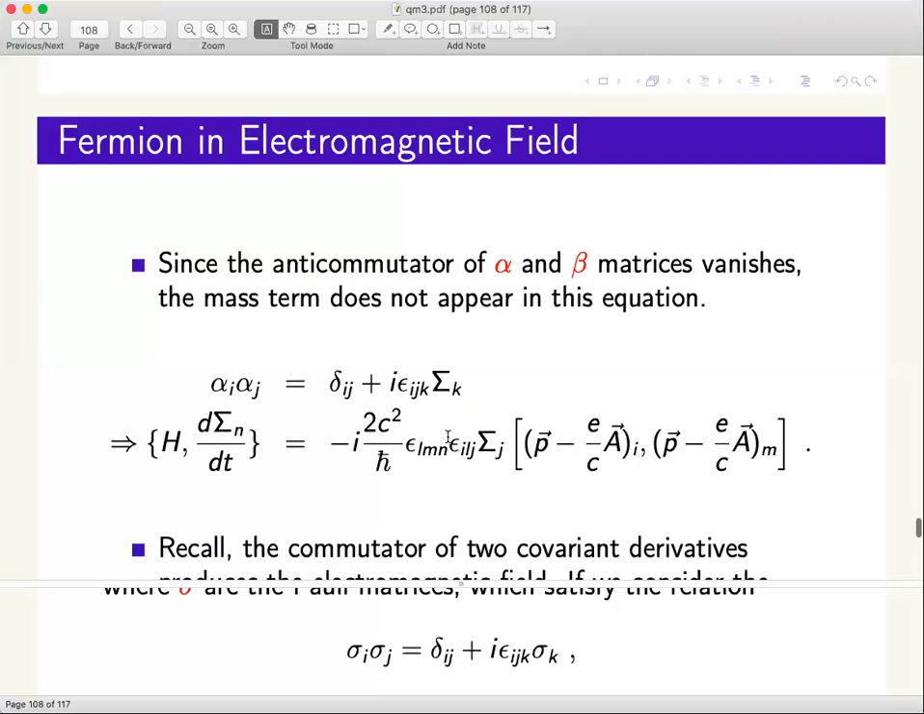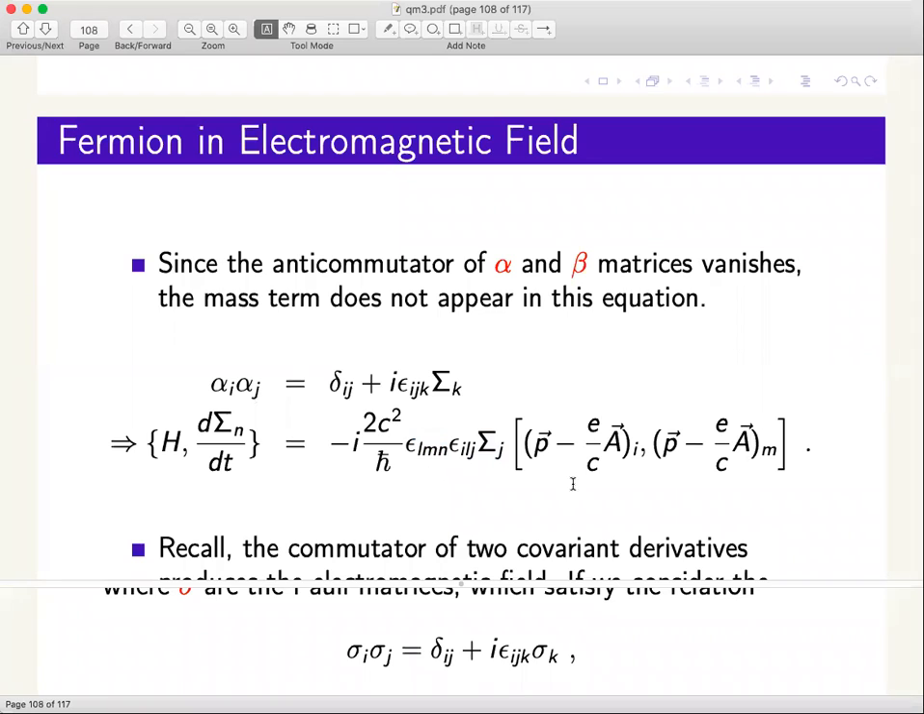Okay, so this part is coming from the product of alpha matrices, and this part is coming from the cross product of alpha with pi. Okay, so once you do that, then you get an expression which looks like this. This commutator needs to be computed now.